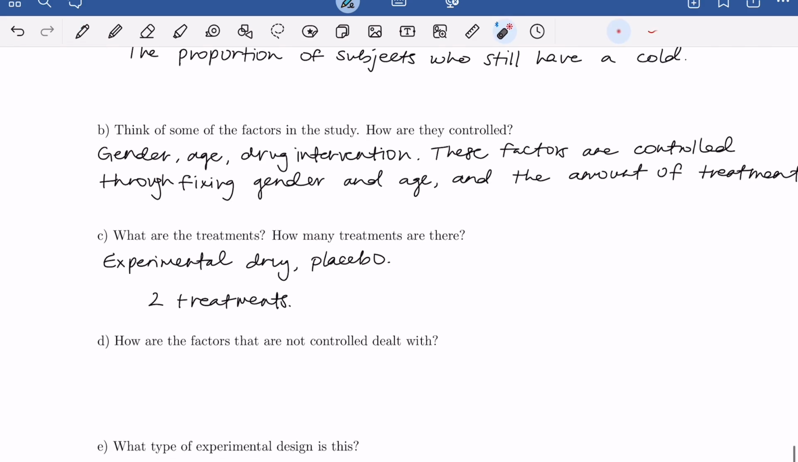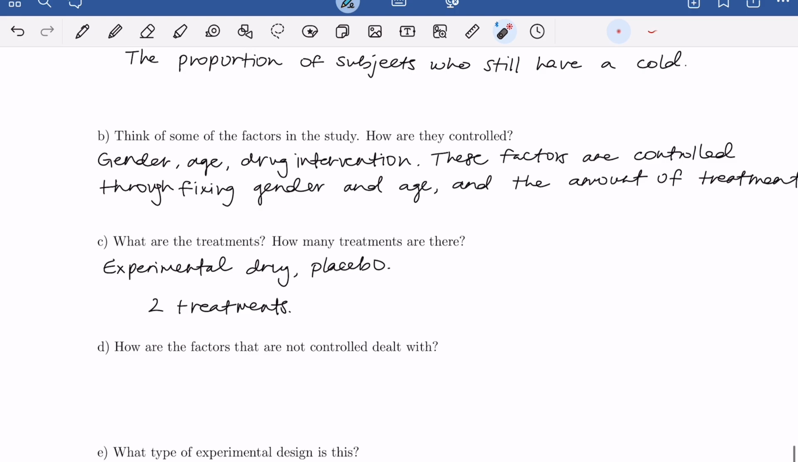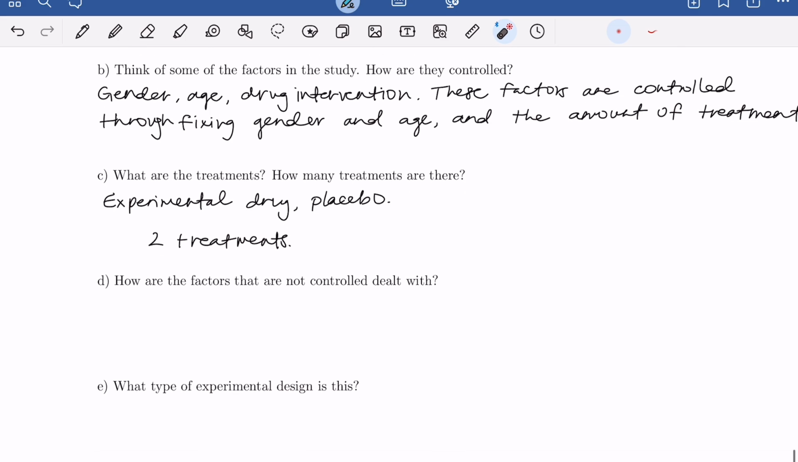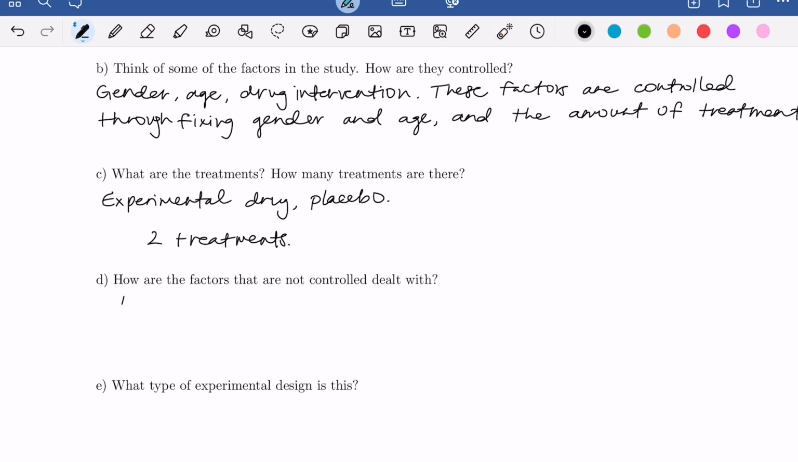Now, for part D, how are the factors that are not controlled dealt with? For example, we can't control who gets which type of treatment, the experimental drug or the placebo. But if you remember, what we're going to do is randomly divide our subjects into two groups. One group's going to be given one type of treatment, while the other is going to be given the other type. So we control this factor by randomizing who gets which treatment.